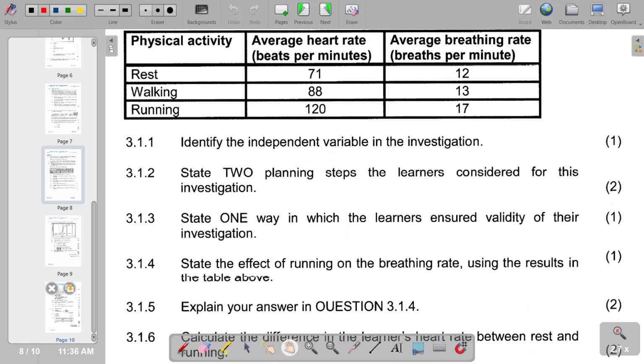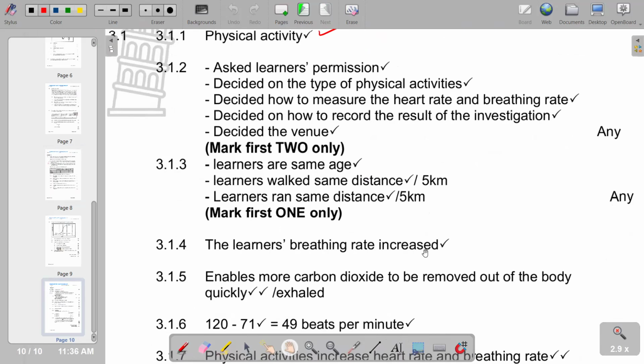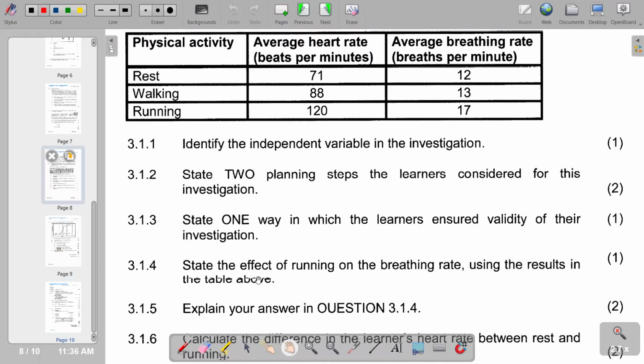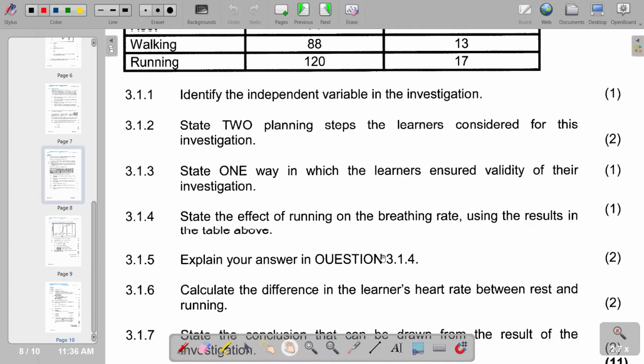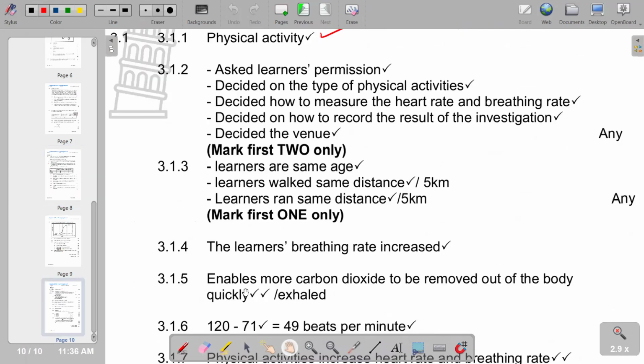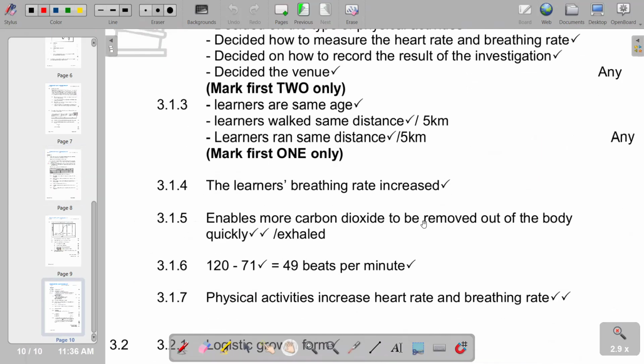That is 3.1.4. We are saying the breathing rate increased. So that's what we have on that part. 3.1.5, explain your answer in question 3.1.4. So in terms of that, we are saying it enables more carbon dioxide to be removed out of the body quickly. That is exhaled, when we are running and have an increased breathing rate.